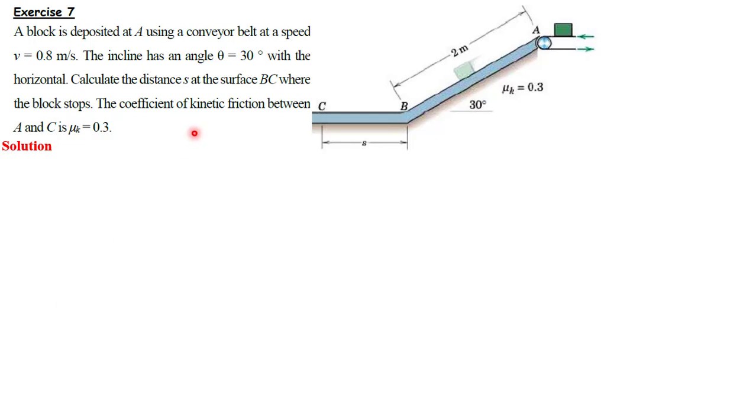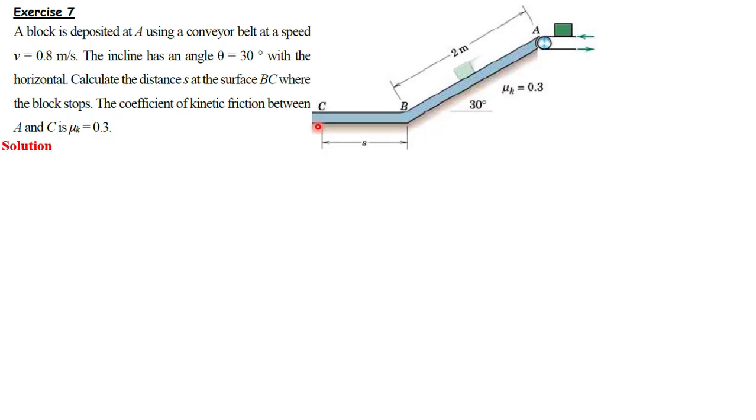The coefficient of kinetic friction between A and C is mu k equals 0.3. So we have a friction from A to B and from B to C. So in this exercise, we need to find S. It's the distance traveled from B to C, where VC is equal to 0. So how can we find BC?